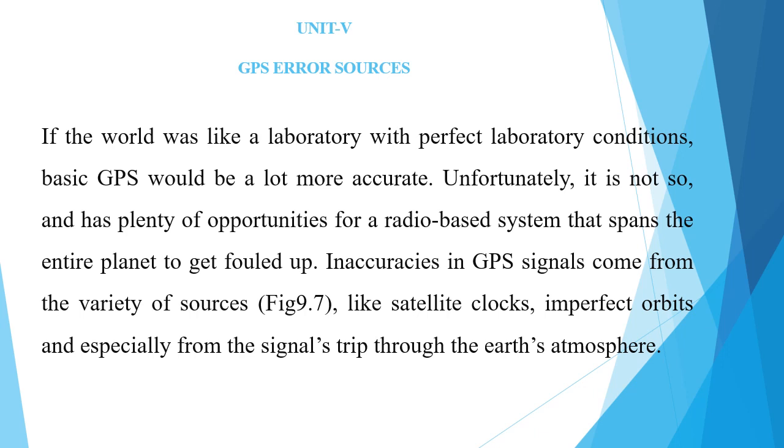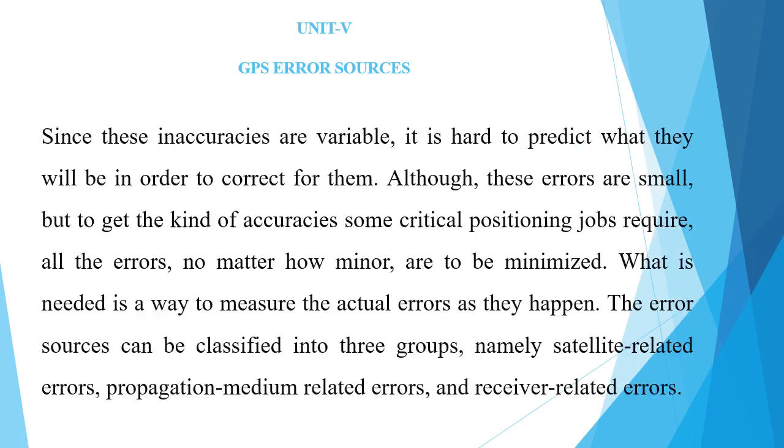Inaccuracies in the GPS signal come from a variety of sources like satellite clocks, imperfect orbits, and especially from the signal passing through the Earth's atmosphere. Since these inaccuracies are variable, it is hard to predict what they will be in order to correct for them. Although these errors are small, to get the kind of accuracy some critical positioning jobs require, all the errors, no matter how minor, are to be minimized.